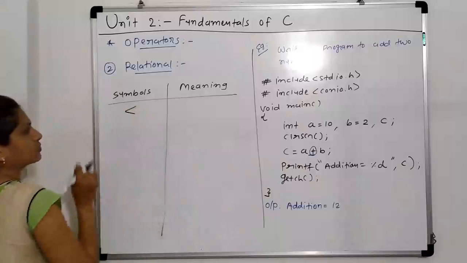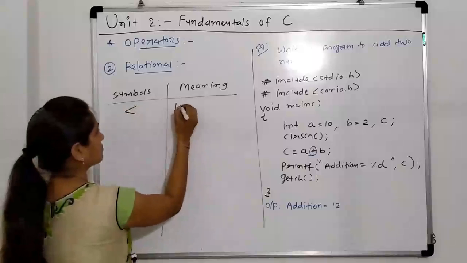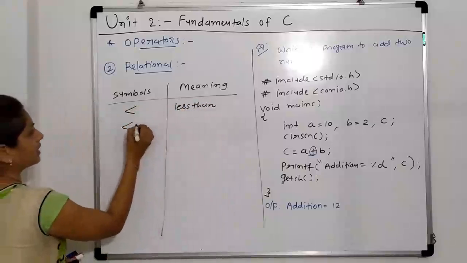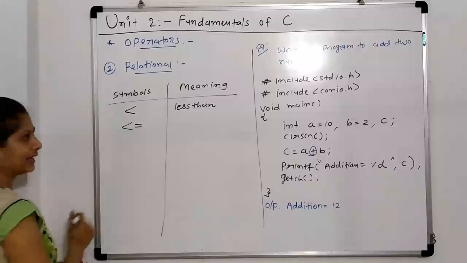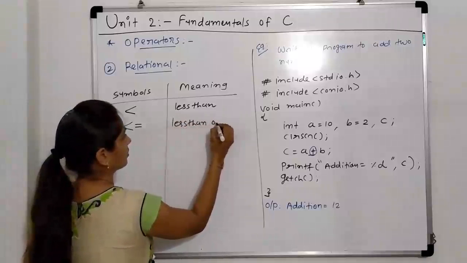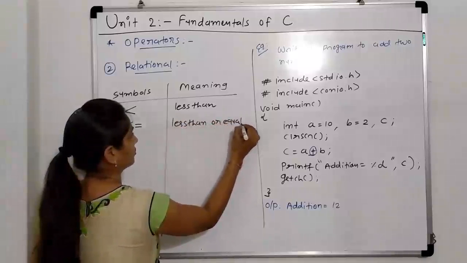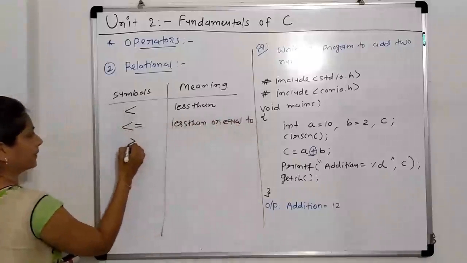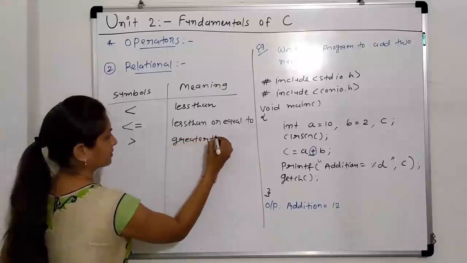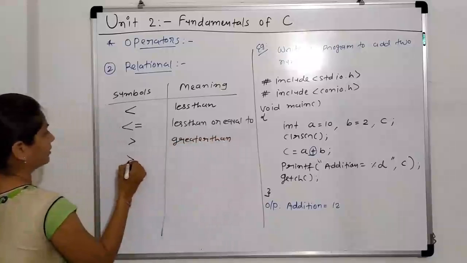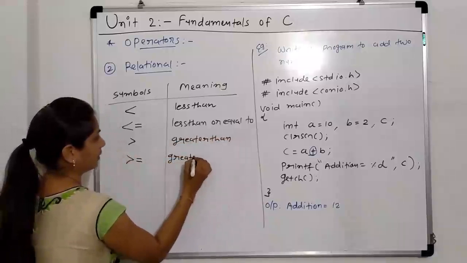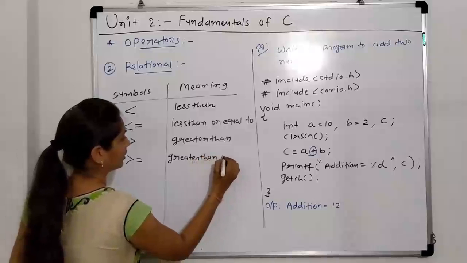First symbol is less than. The meaning is what? All of you know: less than. Second is less than and equal to. Meaning is less than or equal to. Same, greater than. Meaning is greater than. Another is greater than equal, greater than or equal.